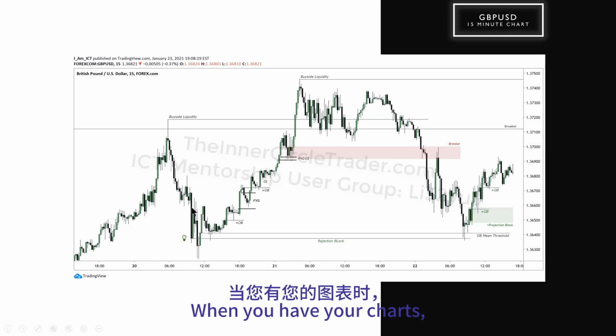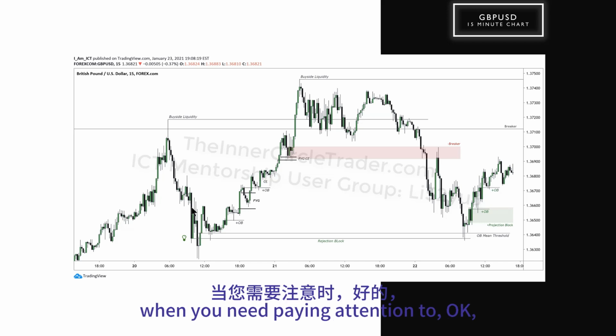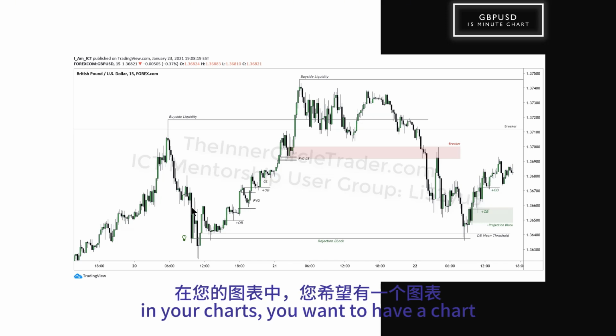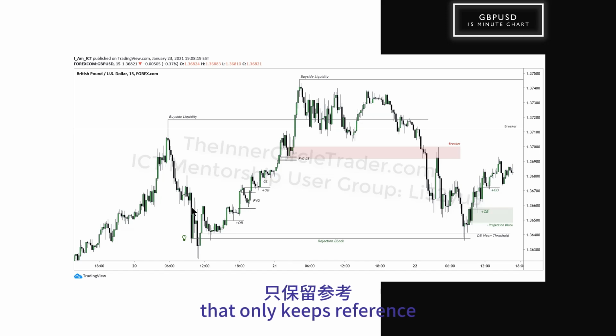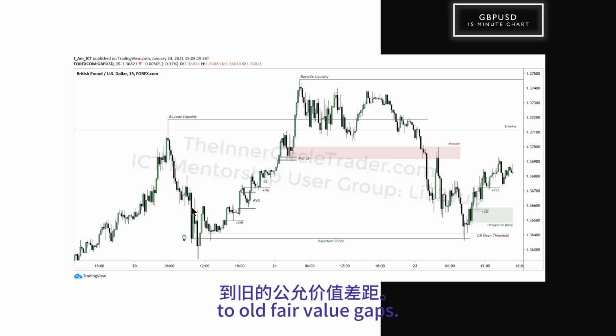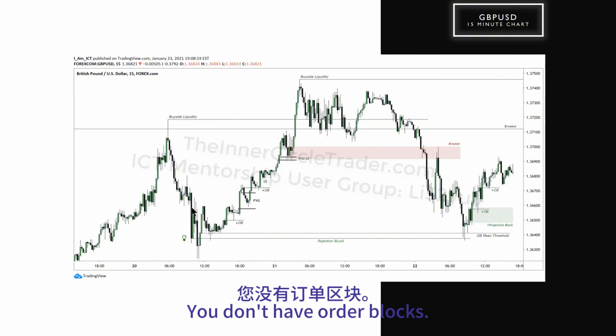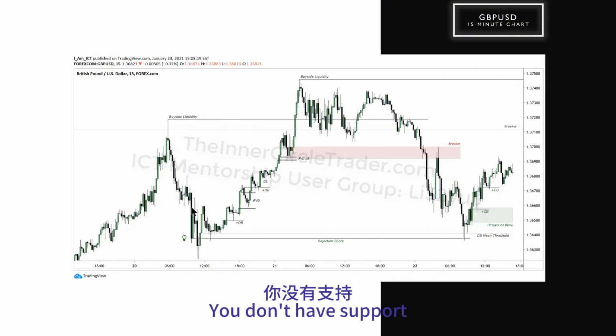When you have your charts, and here's one of those moments when you need to be paying attention to, okay? In your charts, you want to have a chart that only keeps reference to old fair value gaps. You don't have any other annotations on it. You don't have order blocks. You don't have breakers. You don't have support and resistance lines. You don't have anything except for fair value gaps. And you want to keep them up to 60 days.